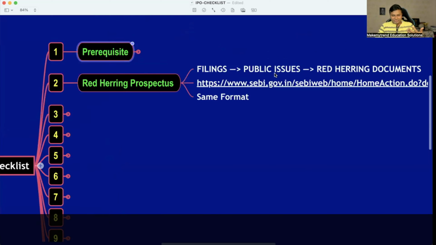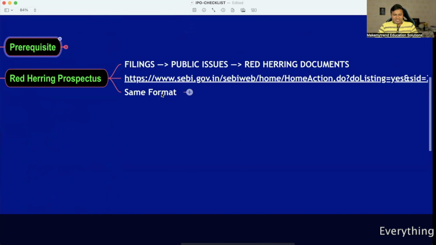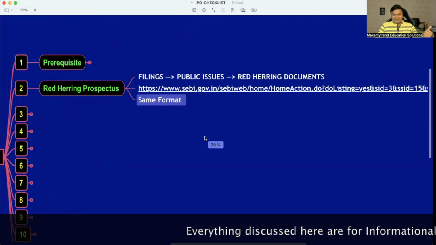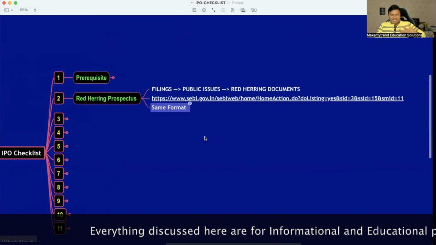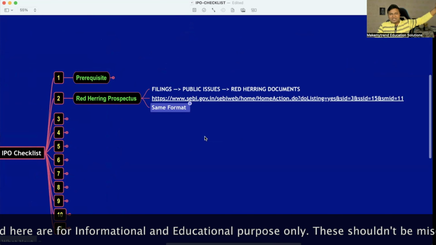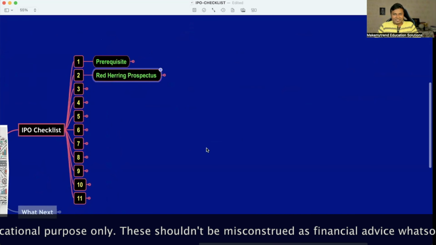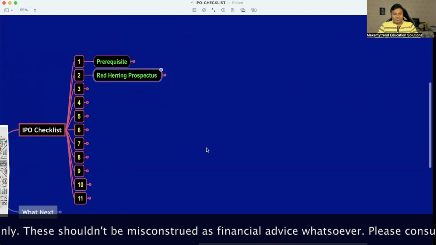Now let's quickly move to the next topic which we wanted to discuss. As I told you, these are some of the links which I'll be sharing in the description section. The good thing is, all the IPO Red Herring Prospectus formats are exactly the same. What does that mean? That means if we are analyzing any IPO today, the same format will be applicable to all the upcoming IPOs also, so it will be easier for you to do the analysis for any IPO which is coming. So the format will remain the same.